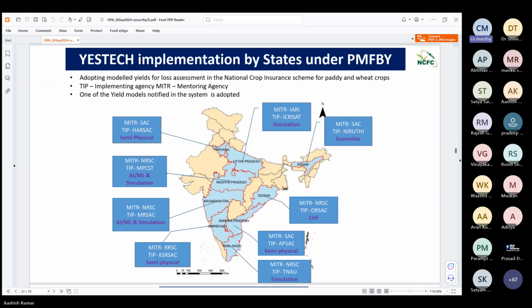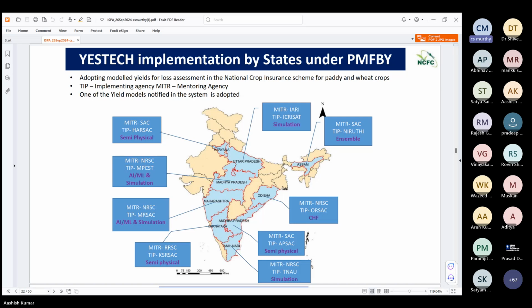So this is the footprint of S-Tech today. There was a very good response from states. Almost all the states implementing PMFBY are now implementing S-Tech. Right now, for S-Tech for rice and wheat, you can see these are the states which are implementing that.